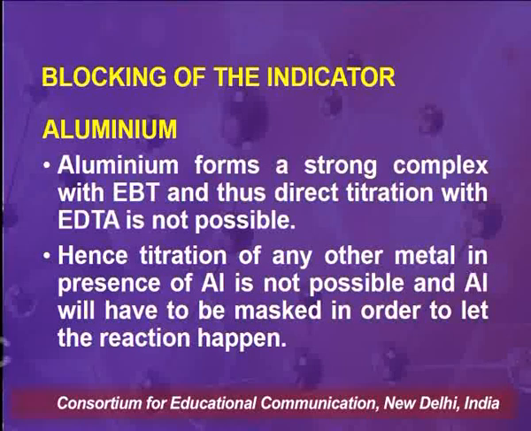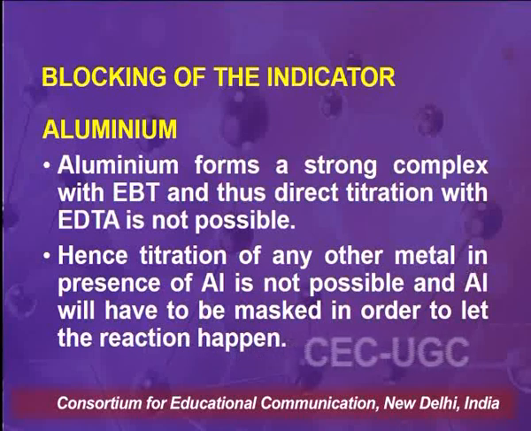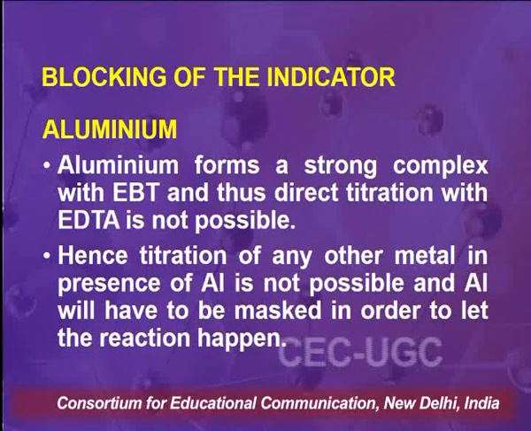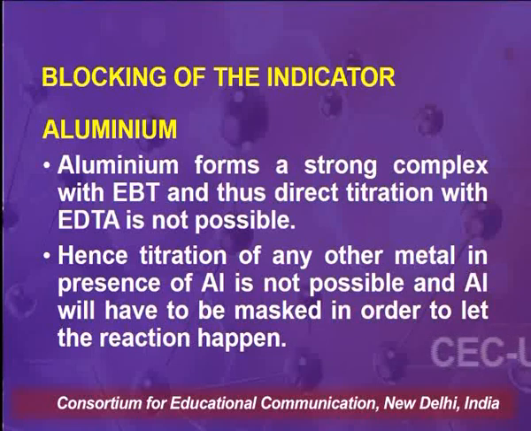So, considering aluminium as the metal to discuss the blocking of the indicator, aluminium forms a strong complex with EBT, and thus direct titration with EDTA is not possible. Hence, titration of any other metal in the presence of aluminium is not possible, and aluminium will have to be masked in order to let the reaction happen.